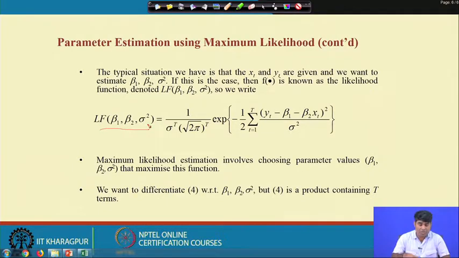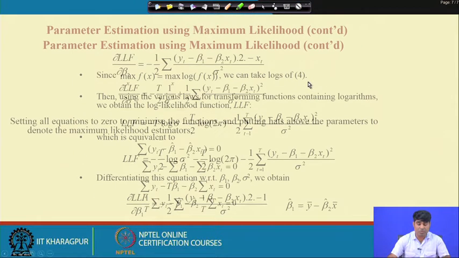So, that means technically we like to differentiate the log likelihood function (LLF) with respect to beta 1, with respect to beta 2, and with respect to sigma squared, like the usual OLS mechanism. And by setting these three equations to 0 and simplifying, we will have the values of the parameters beta 1, beta 2 and beta 3.